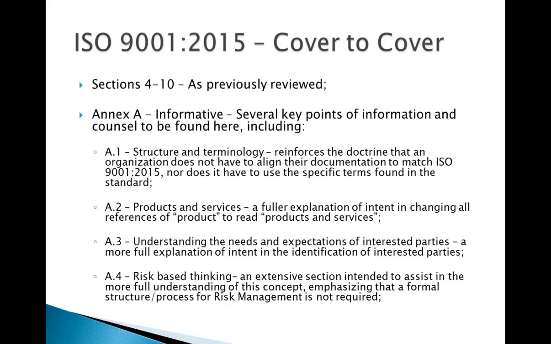Annex A1 is called Structure and Terminology. And what Annex A1 says is you do not have to align your documentation to match ISO 9001:2015. And you don't even have to use the specific terms in the standard. So for example, if as of right now you have a procedure numbered 822 for internal audits, that's obviously aligning with 9001:2008, there's no reason that you have to go and retitle that procedure.